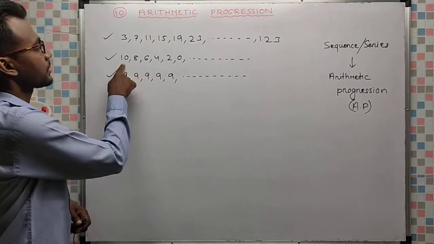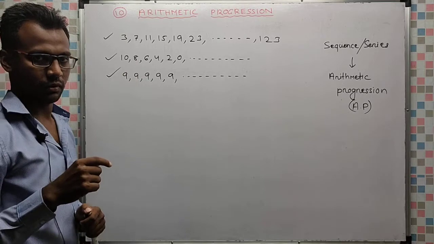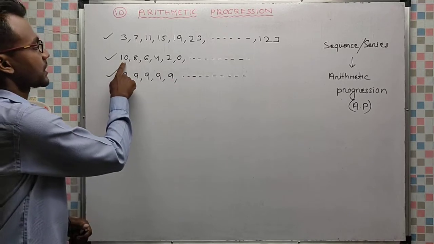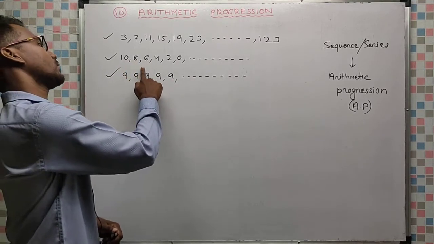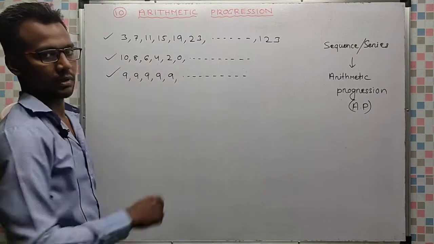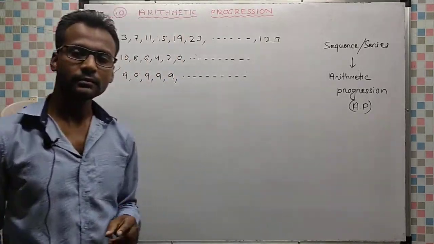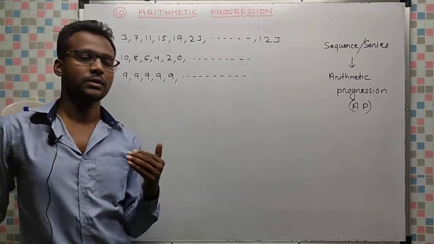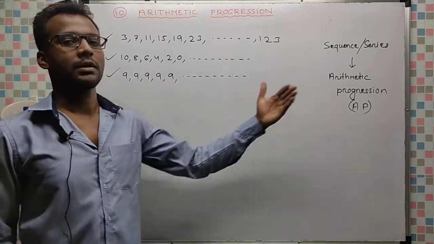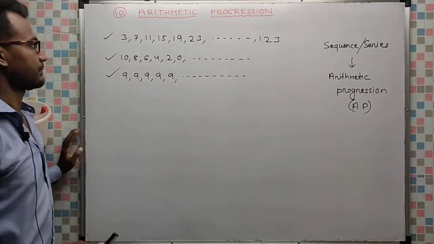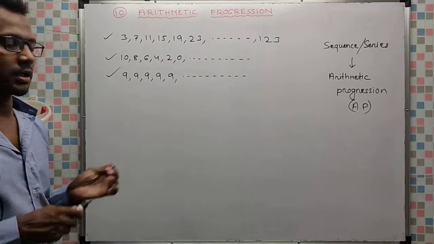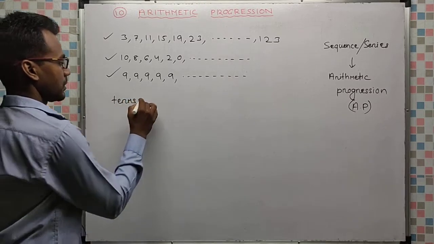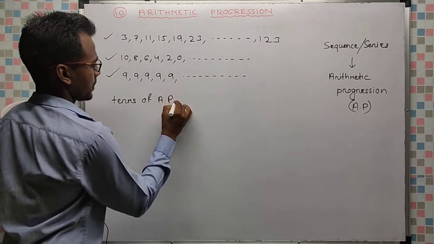Here the difference is minus 2. Okay, right minus left always. Difference is minus 2, minus 2, minus 2. 10 plus minus 2 gives you 8. 8 plus minus 2 gives you 6. 6 plus minus 2 gives you 4. That means in an AP, the difference is very important. The gap is very important. If you go on adding the difference to any term, you will get the subsequent terms. Okay. So this is an AP. And these numbers are called terms of the AP.